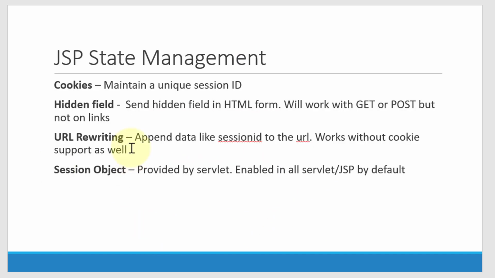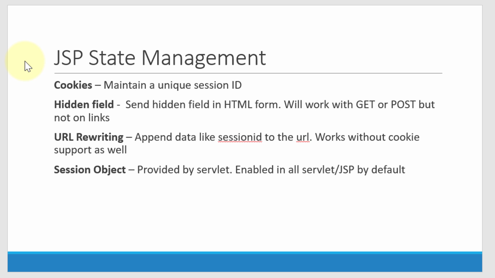JSP can manage the session by multiple means. One is using cookies, where I will be adding a unique ID to the cookie, or I can have a hidden field within the form. But that will work only when I am using the get or post method of submitting the form and it will not work when I am clicking a link. So for the link I need to have a session ID, a randomly generated number, appended to the URL.